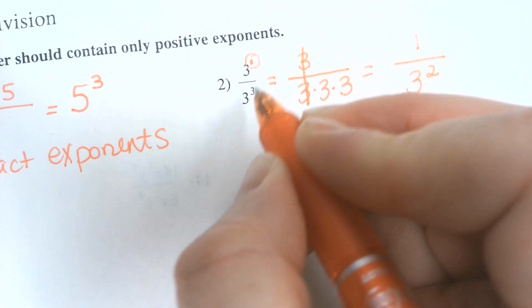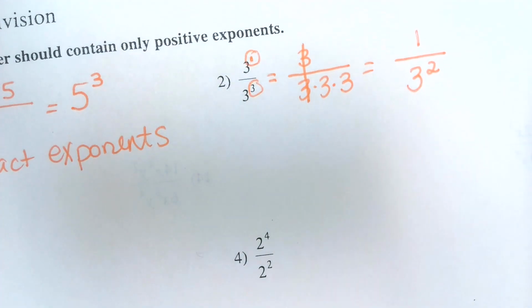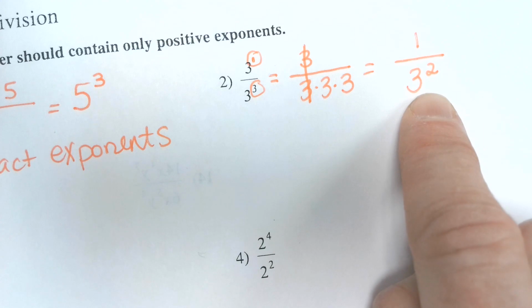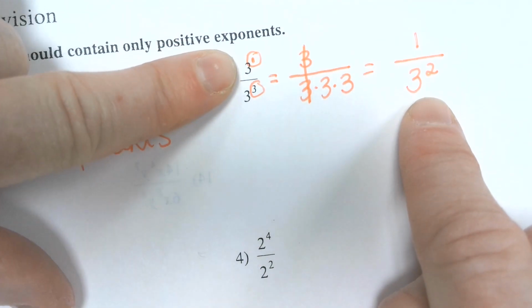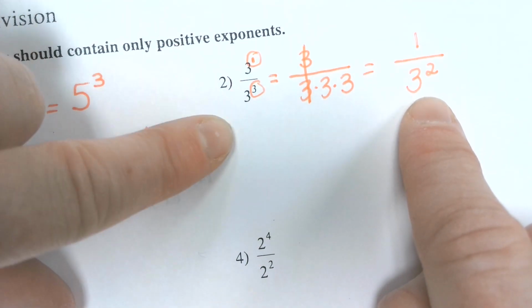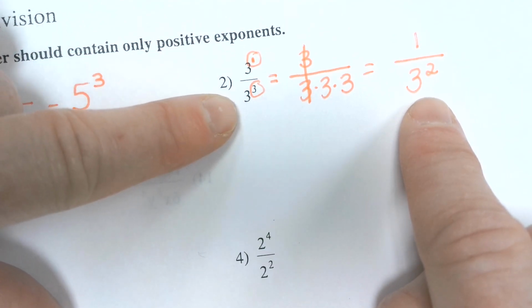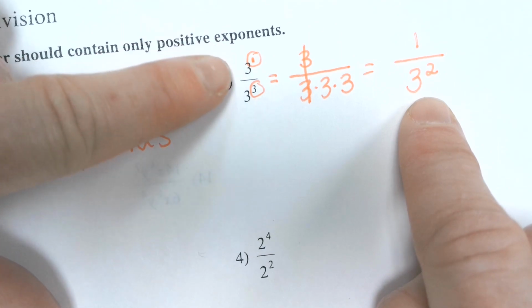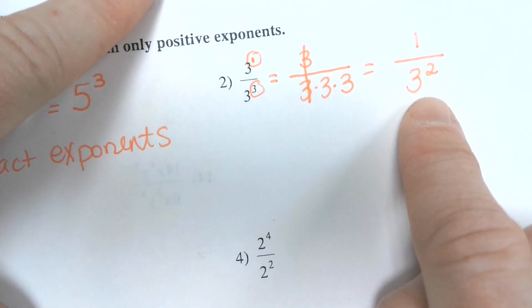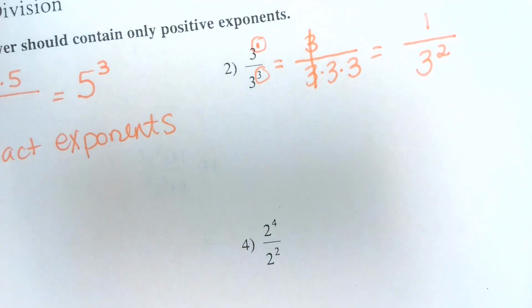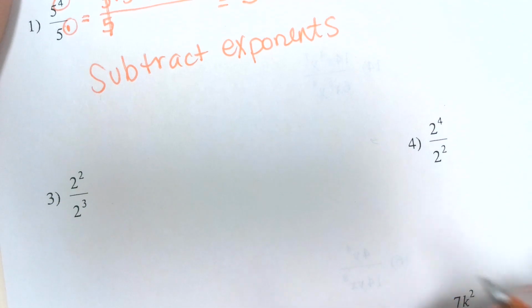So what happened to our exponents? You subtract again, but where does the base with the exponent go? Why didn't it go on top? It's because the top one was smaller. See how the top one was smaller? The bottom one's the bigger one. So where you put it is where the bigger exponent is. Okay, let's go to the next one. Go ahead and do 3 and 4.